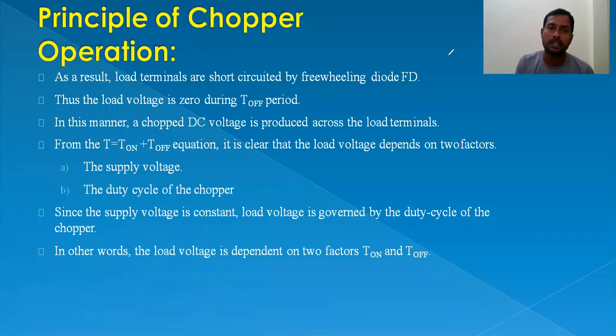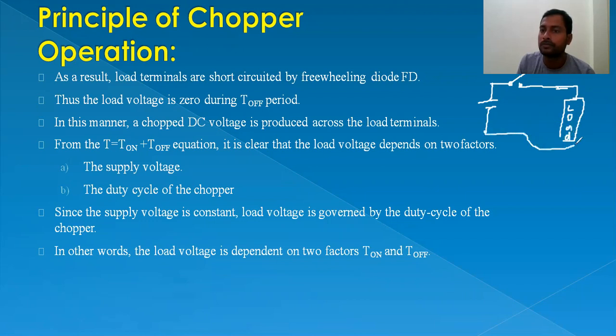So, the principle of operation continuation. Let me draw a diagram so that you can understand easily. This is the DC supply, this is the switch, and this is nothing but a load. This is a freewheeling diode, and in series with the load we may connect an inductor. So this is the chopper circuit.